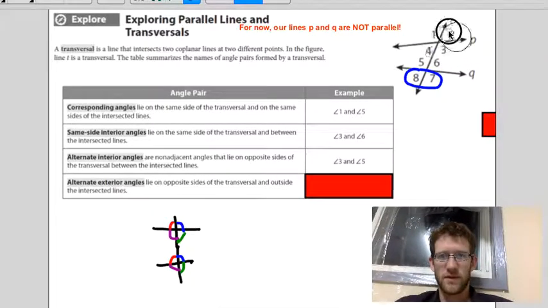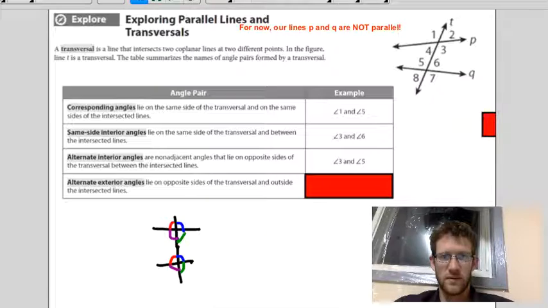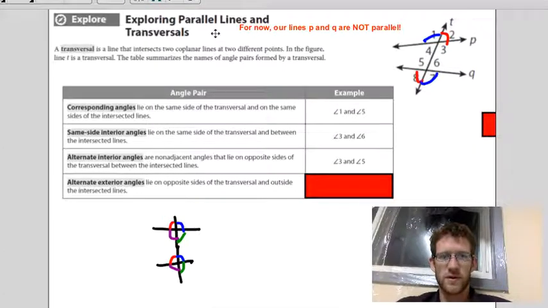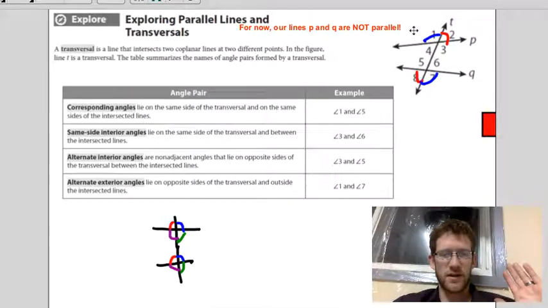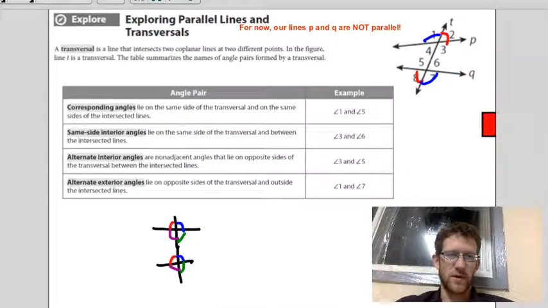So, for example, 8 and 2 would be a pair, and 1 and 7 would be a pair. So those are alternate exterior angles. Again, just definitions. Let's just keep those in mind moving forward.